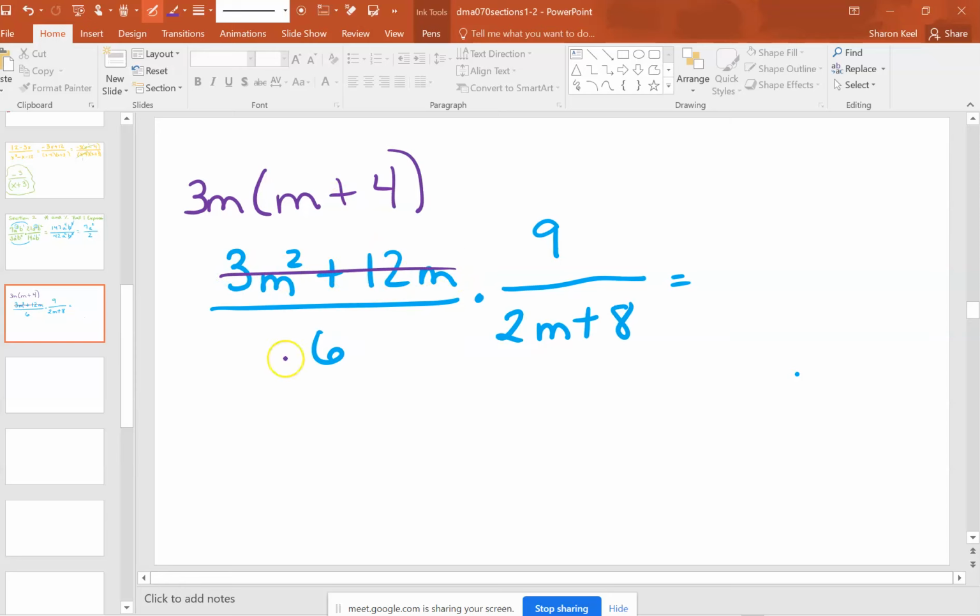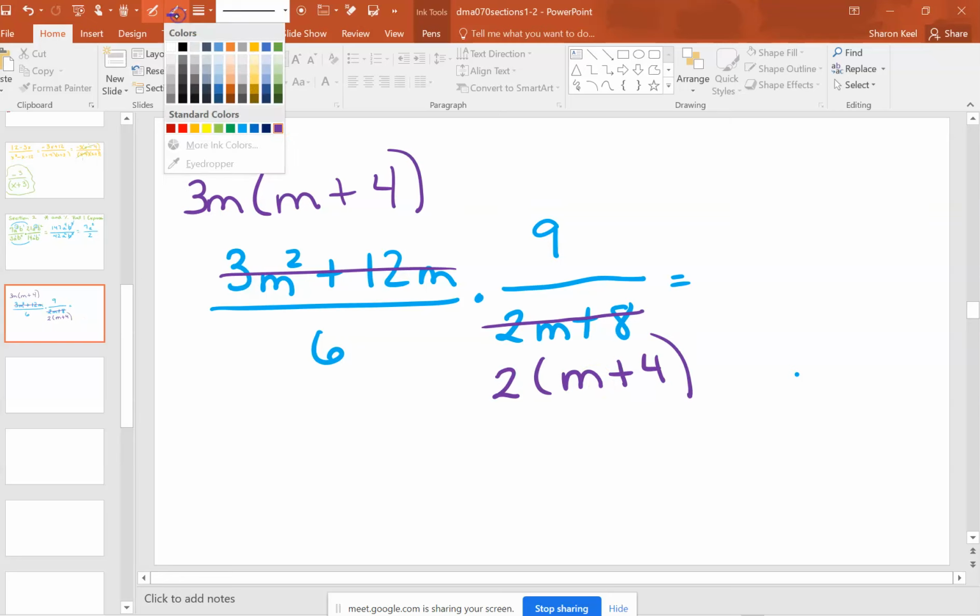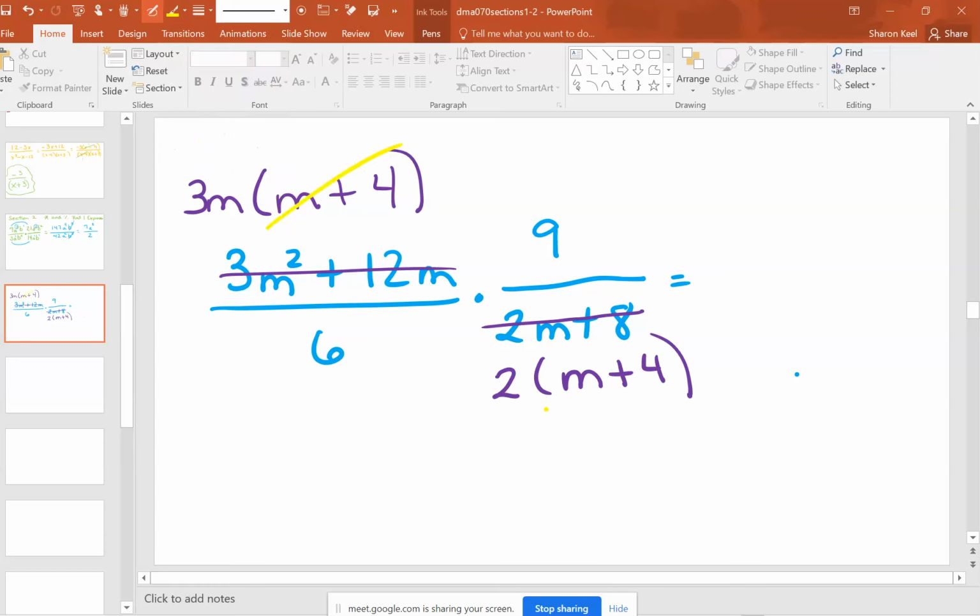These are just whole numbers. In this denominator, I can factor out a 2, and I'm left with an m plus 4. I'm just going to draw a single line through it because I factored it beneath. So when I look at this, do you see anything here that can cancel? Yeah. What I see that cancels is the m plus 4. That cancels out. Now I'm going to multiply what I have left.